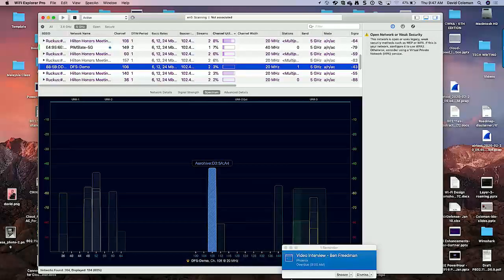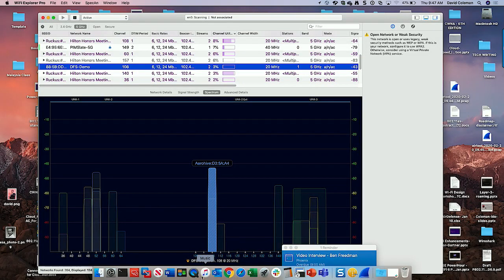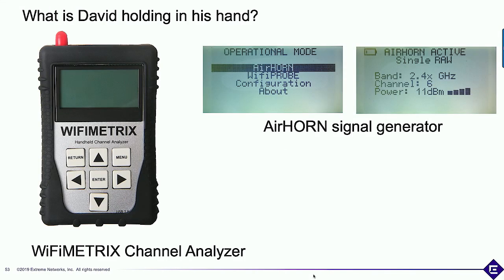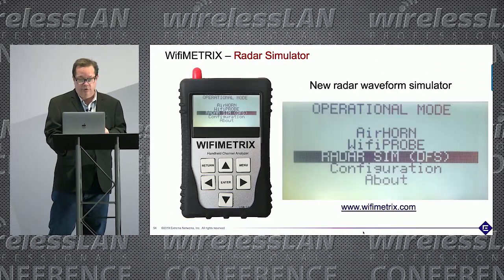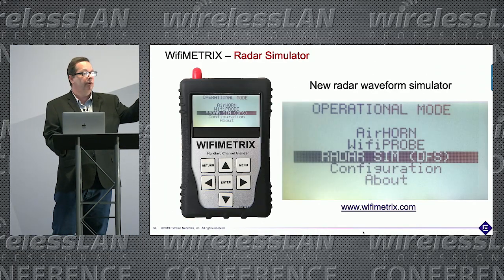Now, let's move back to the slides because I've got about 8 minutes, and we'll get right back here. So what is this? This is the Wi-Fi Channel Metrics tool. When I debuted this in Prague, it was just a prototype. What this is, it's the ability to do radar simulation. And it is available now for purchase.